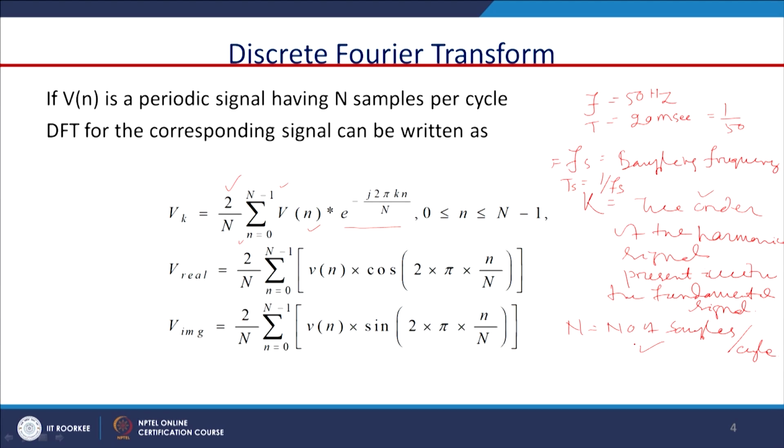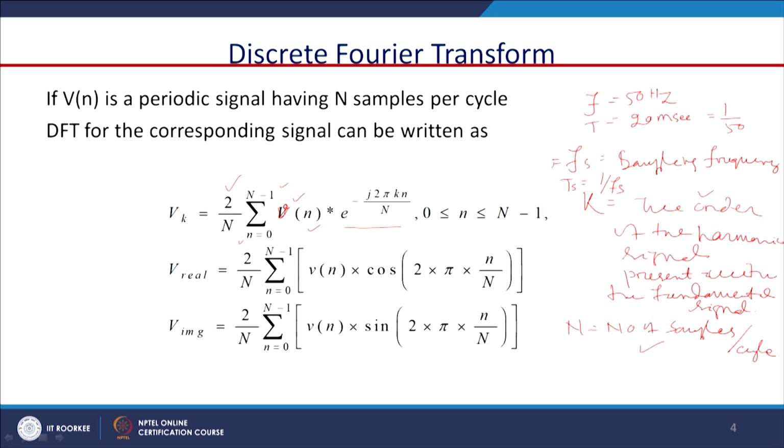Now, this capital N is the number of samples per cycle, and this V n, sometimes in some cases also written as small v n, is our sample values of the signal.